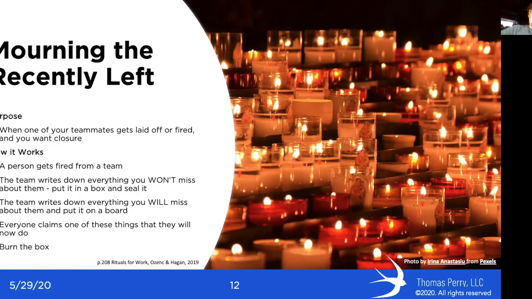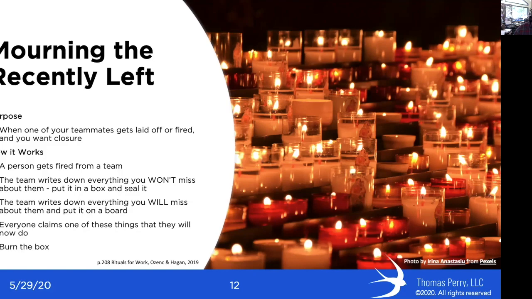The other side is when somebody leaves, when you go away from someplace, no matter how much good you did, oftentimes you become the excuse for everything that went wrong. So this ritual, I think, is an important one, and one we shouldn't lose. You could have variations on this, but the idea is that when somebody gets fired or laid off from a team or leaves for any reason, the team gets together and writes down everything that you won't miss about them. We put that on a slip of paper or a post-it note, put it in a box, and seal the box.